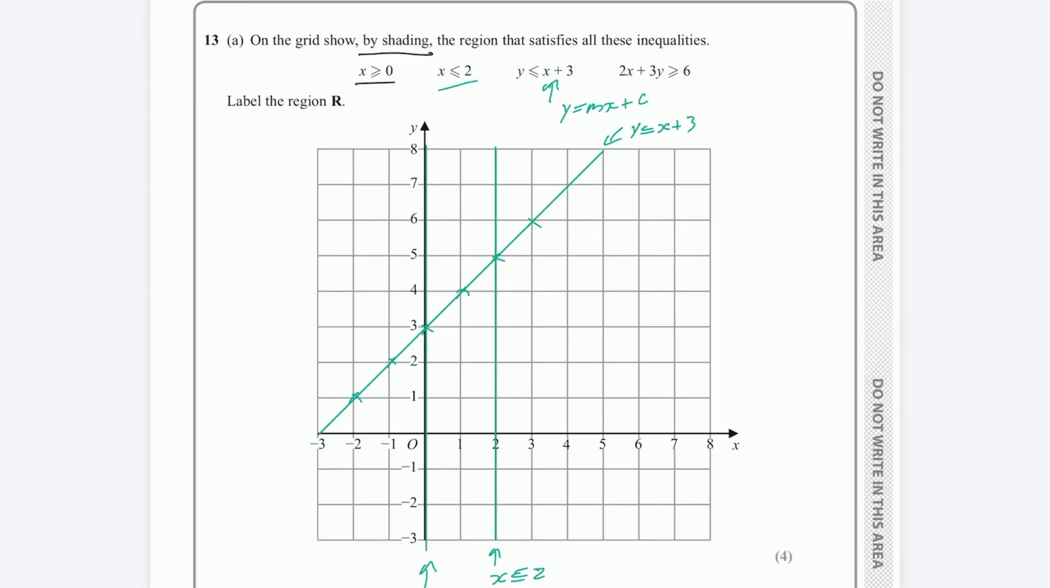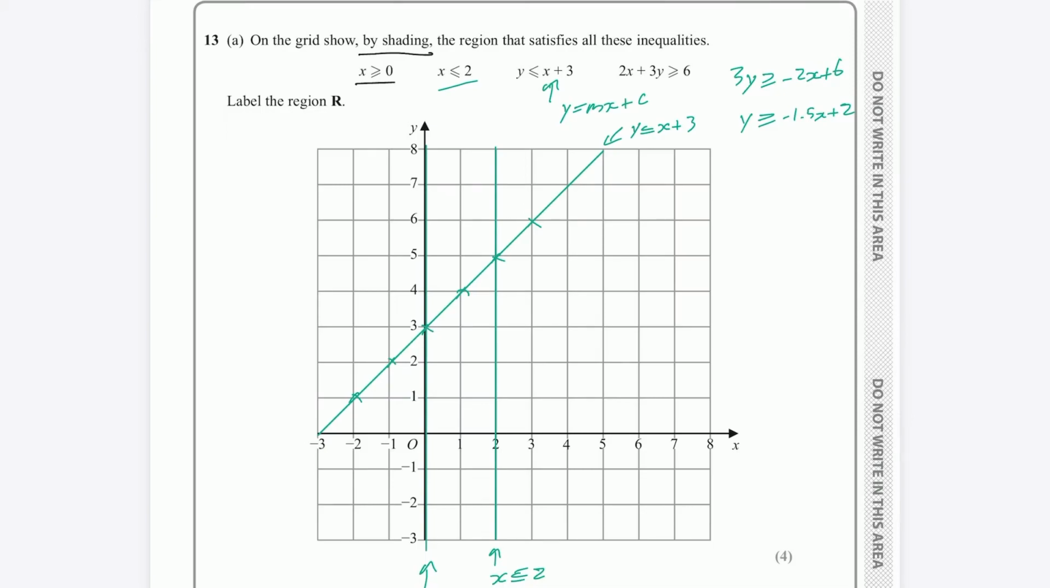And we're left with the final line. Now that's not in the form y is equal to mx plus c, so we'll move the 2x over. So that then becomes 3y is greater than or equal to minus 2x plus 6. We can divide each side by 3, so just so we have y on its own. So that's minus 1.5x plus 2.